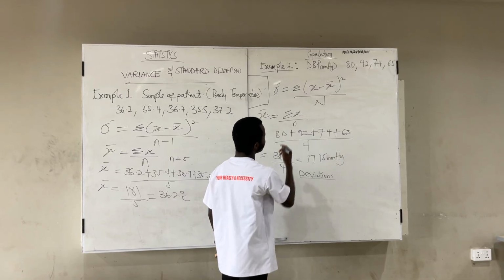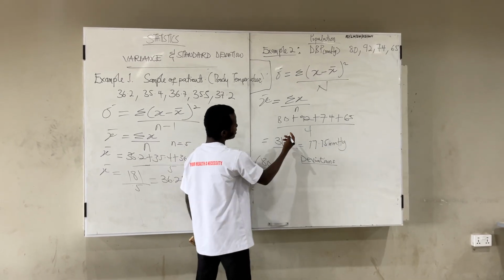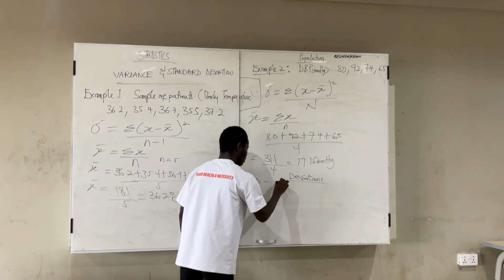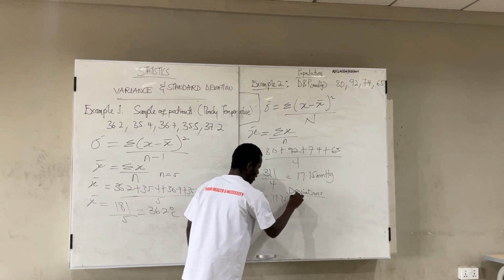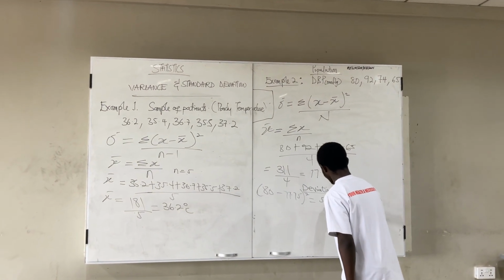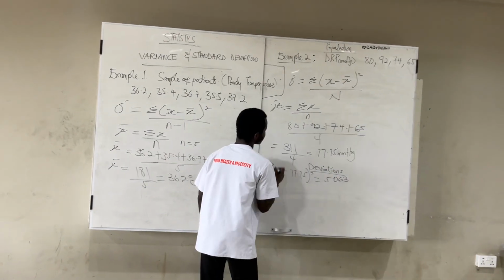The first observation is 80. So 80 minus the mean, which is 77.75. Then you square it, which will give you 5.063. Then the next one is 92.